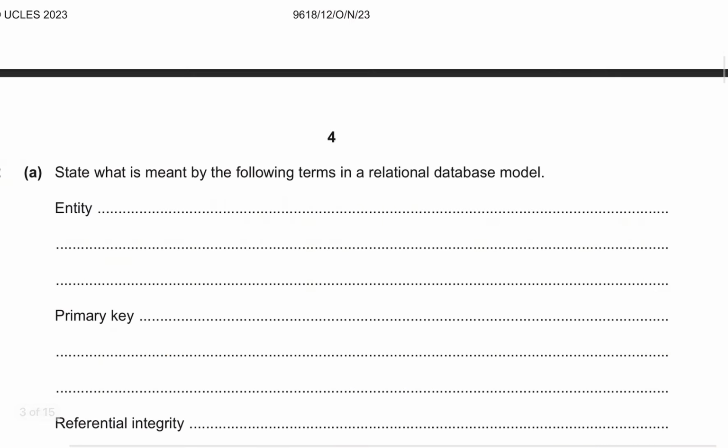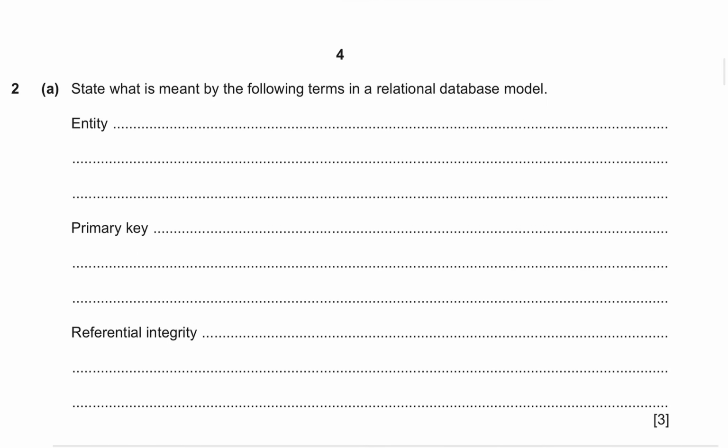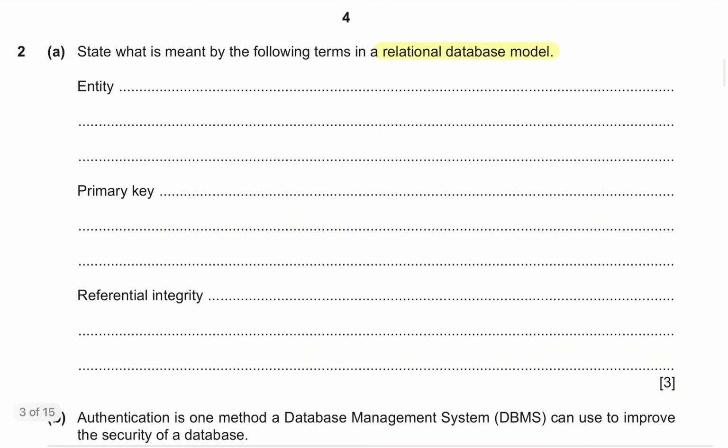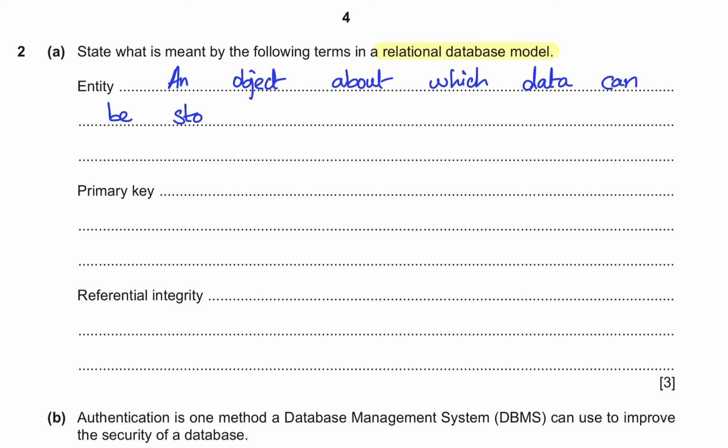Question number 2. You have to state the following terms. These following terms are in the relational database model, chapter 8 database. You have to learn the terms given in chapter 8. Entity is an object about which data can be stored.